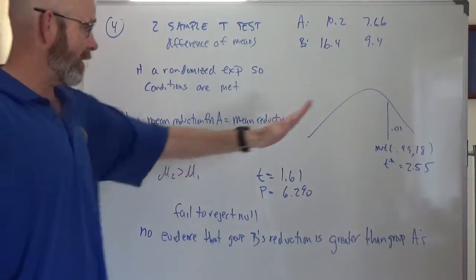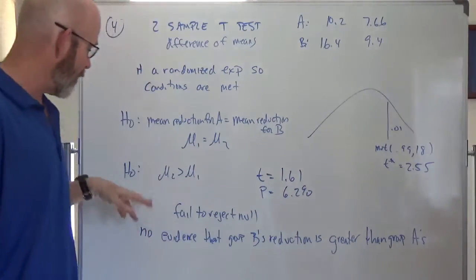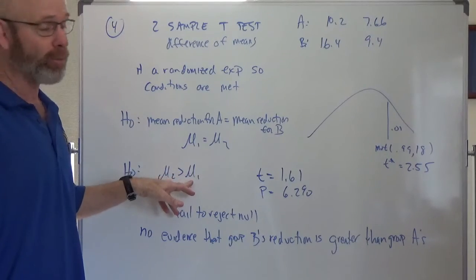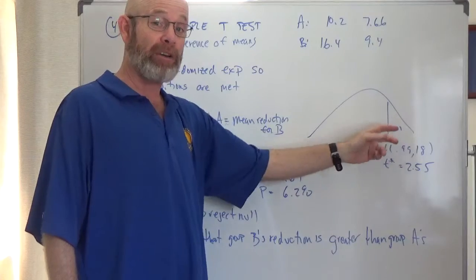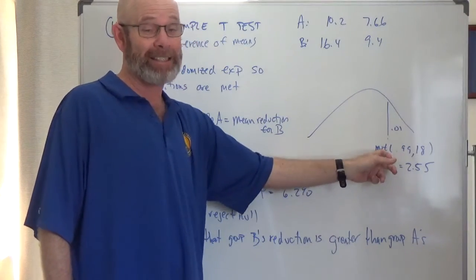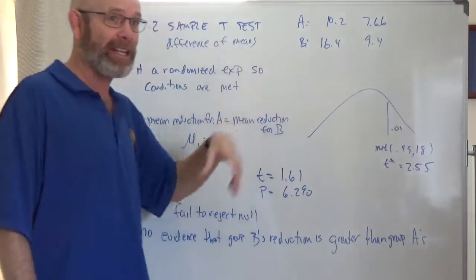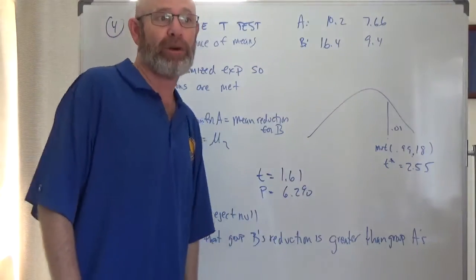If you did it the other way, everything's going to be on the left side. Test statistic will be negative, won't change anything. But my alternative is mean reduction for group B is greater than my mean reduction for group A. Make sure you have a critical value. It's a 99% or 1% alpha, so all 99% to the left. So inverse T is a T distribution, 99%, 18 degrees of freedom, there's 10 in each group, so 9 plus 9 is 18. Gave me a critical value of 2.55.